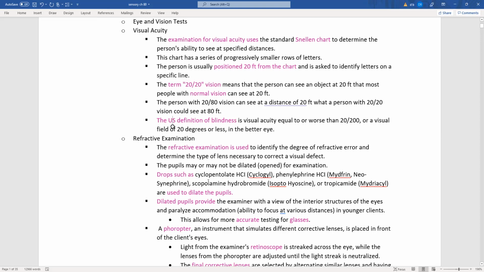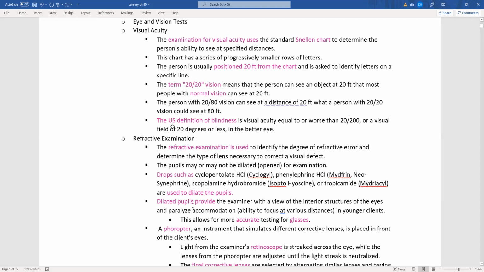Drops such as cyclopentolate, phenylephrine, scopolamine hydrobromide, and tropicamide are used to dilate the pupils. I have to go slow with those words. I probably messed some up, but y'all can read them yourself. So these drugs are used to dilate the pupils. You can kind of remember that, but this isn't pharmacology, this is med surg, so I probably wouldn't even try to remember that.